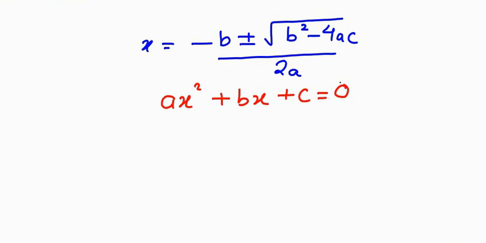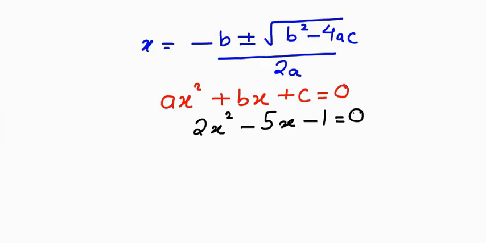If we have a quadratic equation in this form, we can find the answer by using the quadratic formula. Let's try an equation now. Say you have a quadratic equation 2x square minus 5x minus 1 equals to 0, and you want to find the value of x.